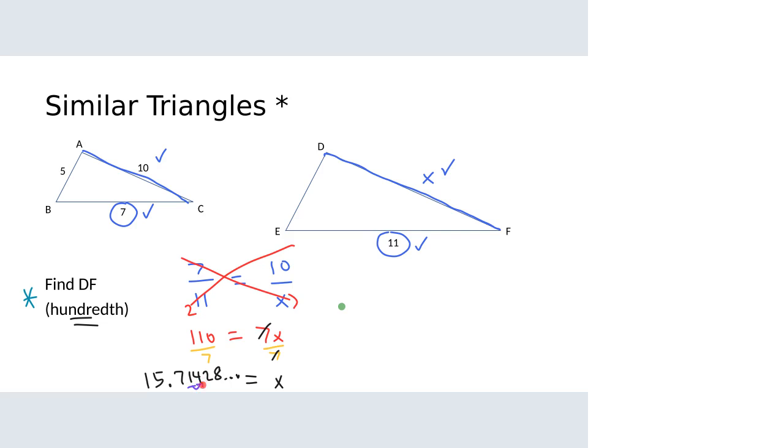Look one space to the right. If that's 5 or bigger, we'll round up to 15.72. Since it's 4 or lower, we're going to round this down to 15.71. Hopefully that all made sense every step of the way.